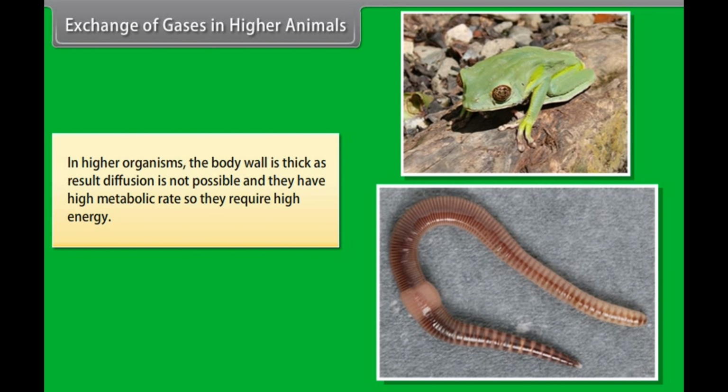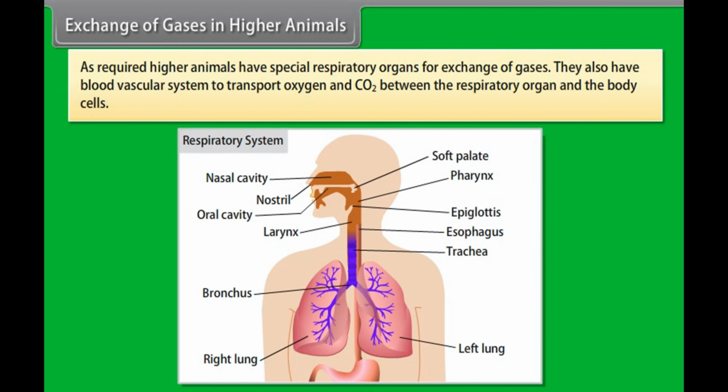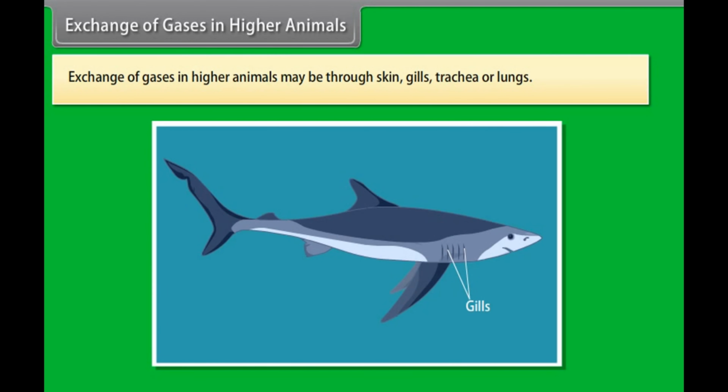Exchange of gases in higher animals. In higher organisms, the body wall is thick. As a result, diffusion is not possible, and they have a high metabolic rate, so they require high energy. As required, higher animals have special respiratory organs for exchange of gases. They also have a blood vascular system to transport oxygen and CO2 between the respiratory organ and the body cells. Exchange of gases in higher animals may be through skin, gills, trachea, or lungs.